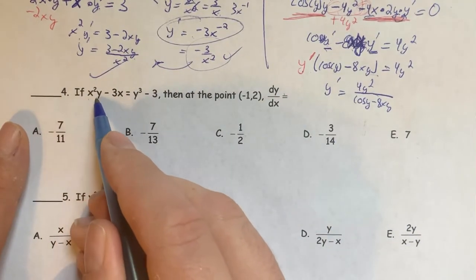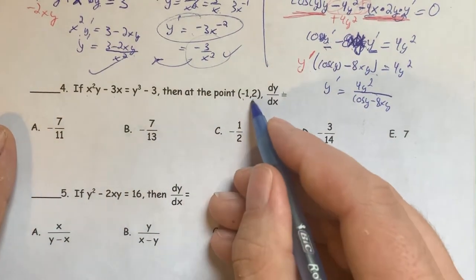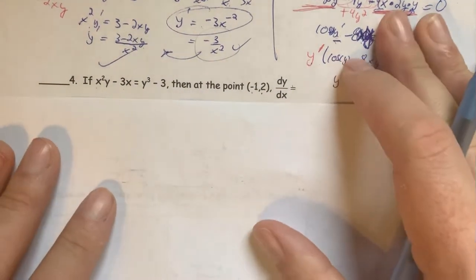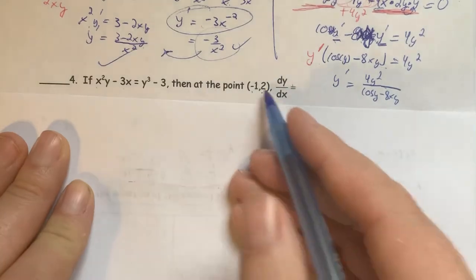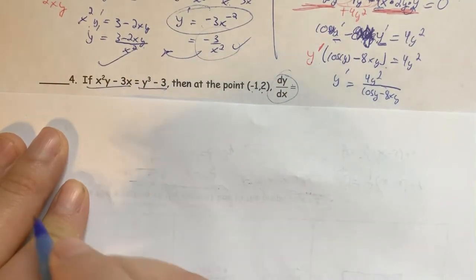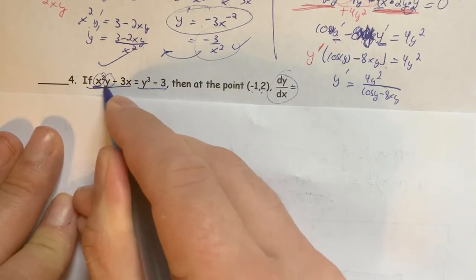If x squared y minus 3x equals y cubed minus 3, then at the point negative 1, 2, dy/dx equals... go ahead and try it on your own, and we'll see if you needed some help. Maybe you did. So y is not solved for, so we're going to do implicit differentiation. We're just going to do the derivative of both sides. Here, there is a product rule.